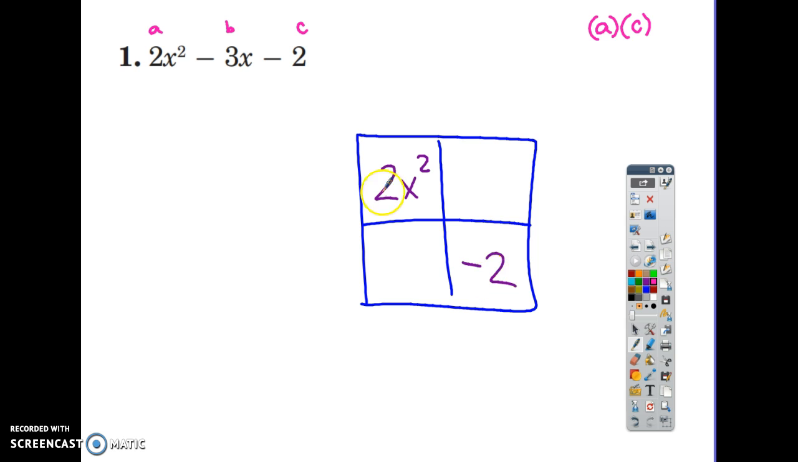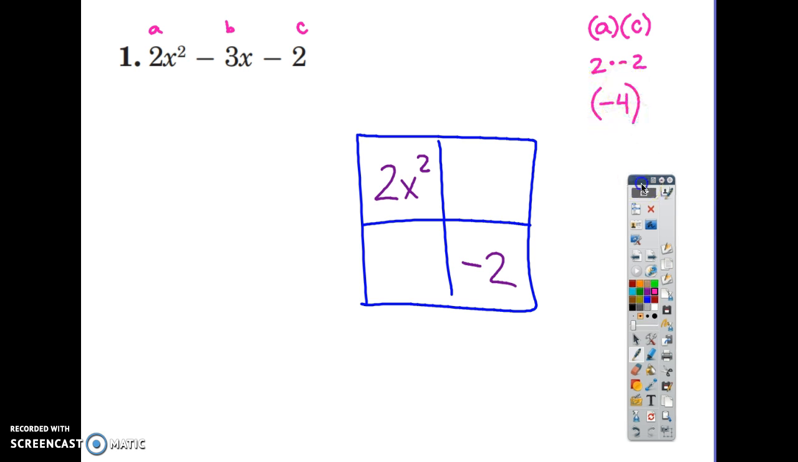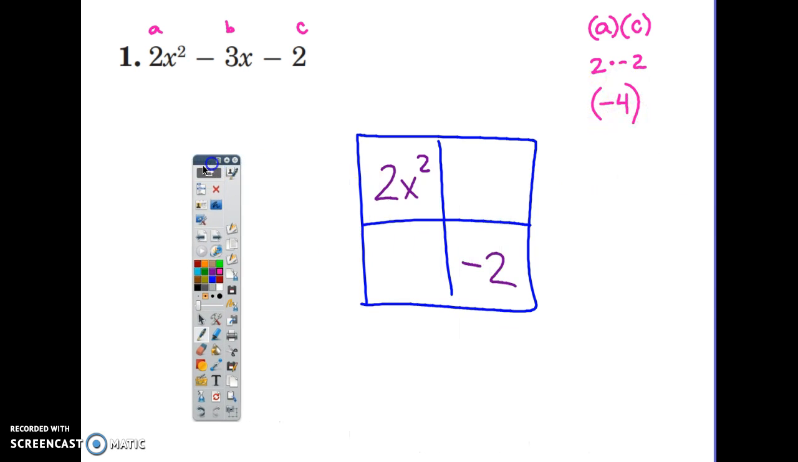So right now I have 2 times negative 4. What's 2 times negative 2? I need factors of 4. So what are my factors of 4? 2 times 2, 1 times 4, and that's it.